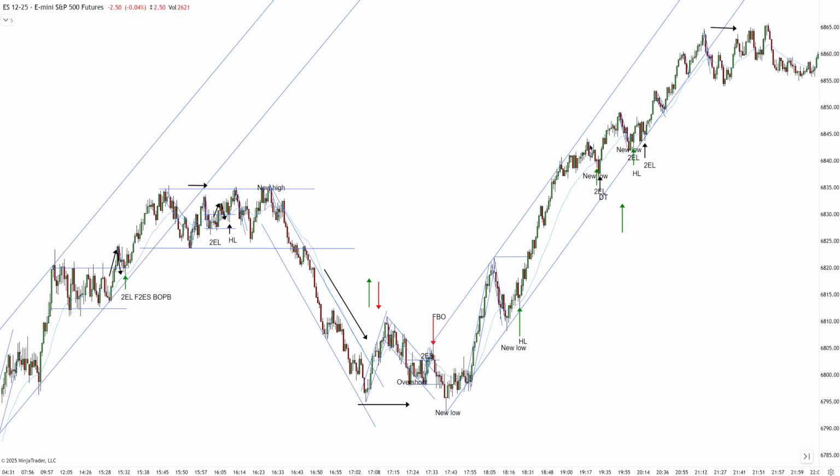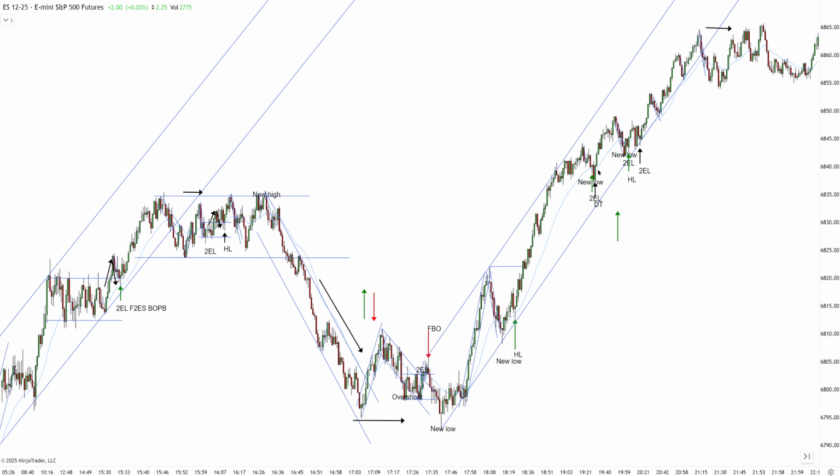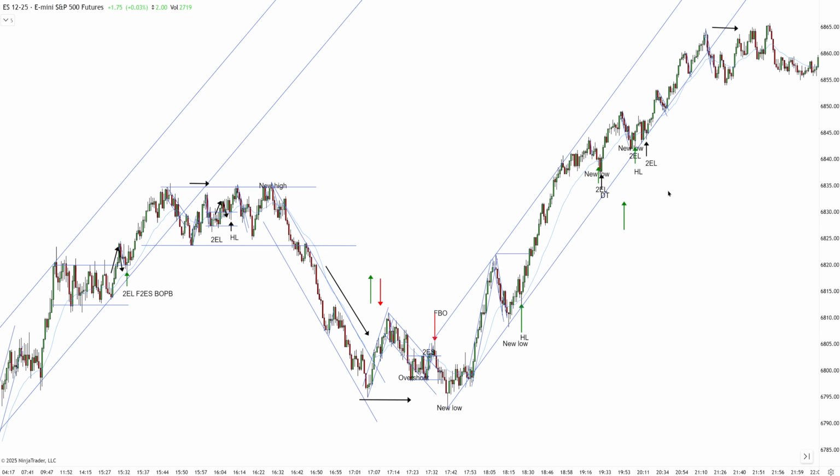There was one tricky second entry long right here, but the good thing is it was quite small, and this is a common re-enter scenario, double trap, when the second entry long is just a little fake out trap, because the context is still the same, your analysis is still the same, so you can re-enter. Just in this case, it ended up being an inside bar.